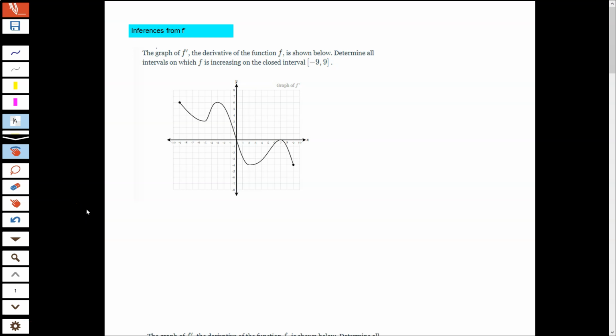Hey guys, so we are building into a topic that I really like. We're making inferences about a function from its derivative in this lesson. Again, we've done a little bit of this before. Here we're really developing these ideas fully.